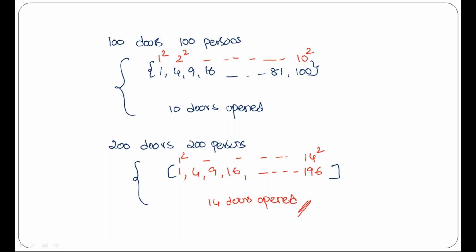Okay, 20 doors is wrong, Vinita, because I gave only 200 doors, right? The last number is 200. You can't go up to 400. I gave 200 doors, 200 persons. Up to 200, what are the perfect squares we have to calculate, Vinita? Okay, fine. So 14 doors are open. This is how you should understand.